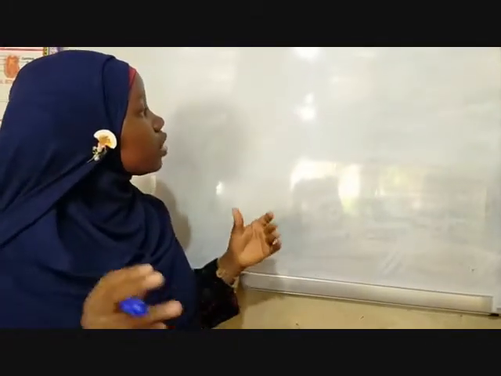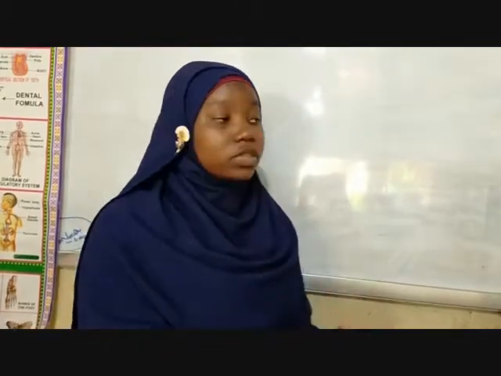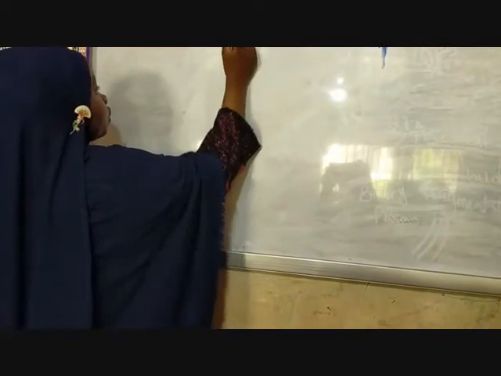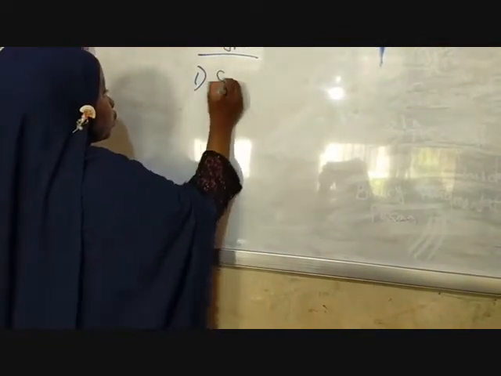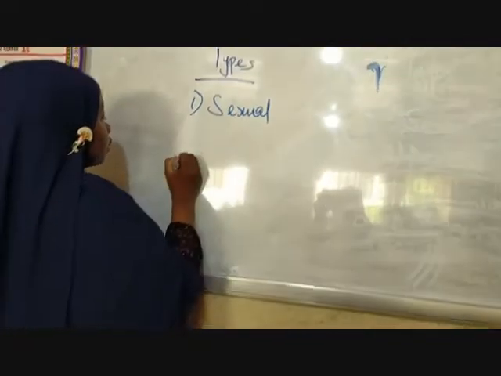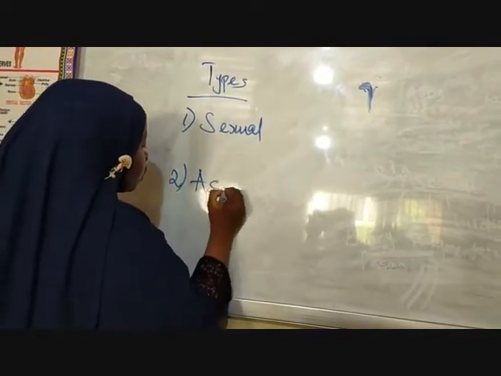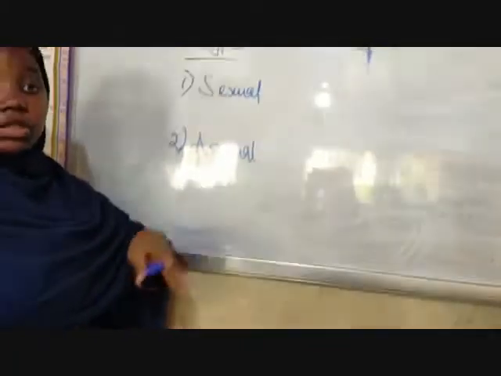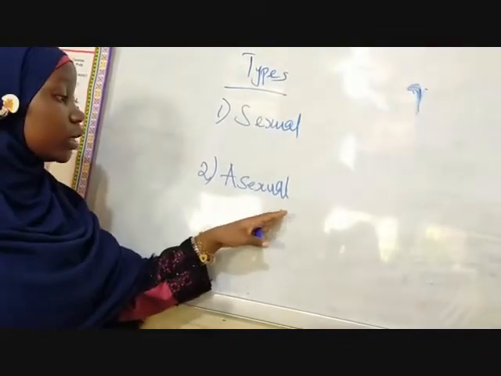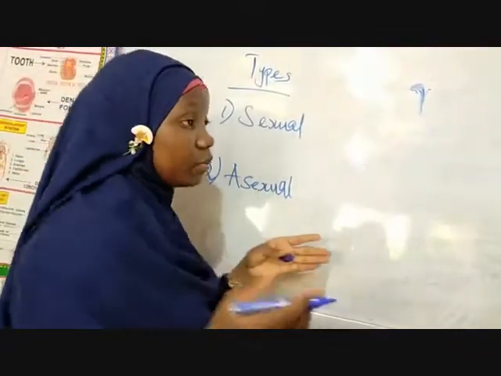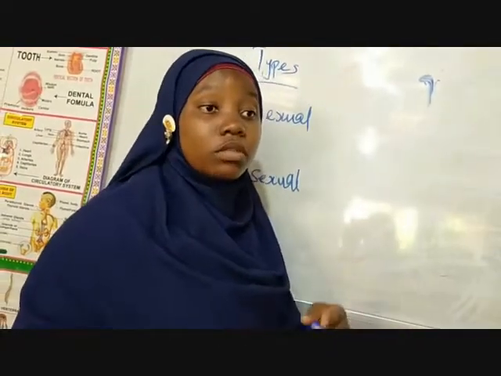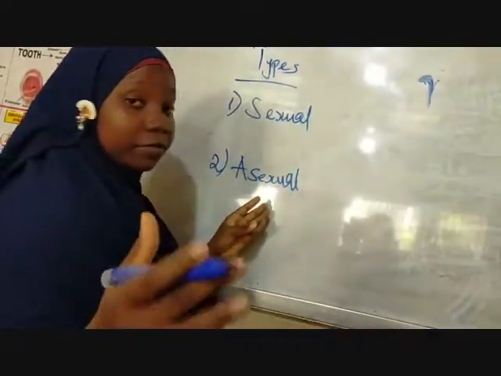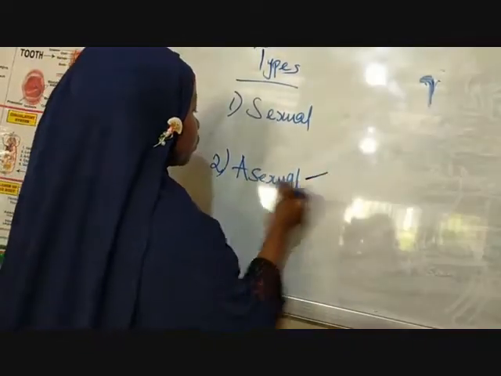We also discussed the types of reproduction in our SS1, in which we have sexual reproduction and asexual reproduction. Sexual reproduction is the major one that we are going to be discussing today, but we talked about asexual reproduction in SS1 when we discussed reproduction in lower organisms such as unicellular animals and invertebrates. So you have some examples of asexual reproduction.